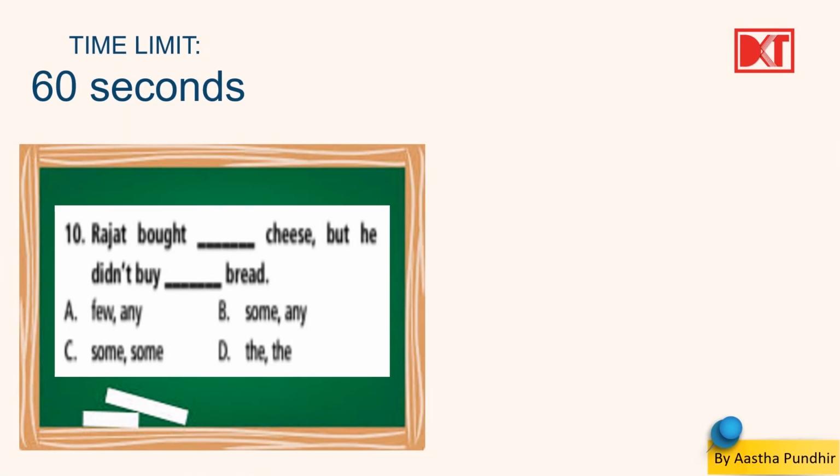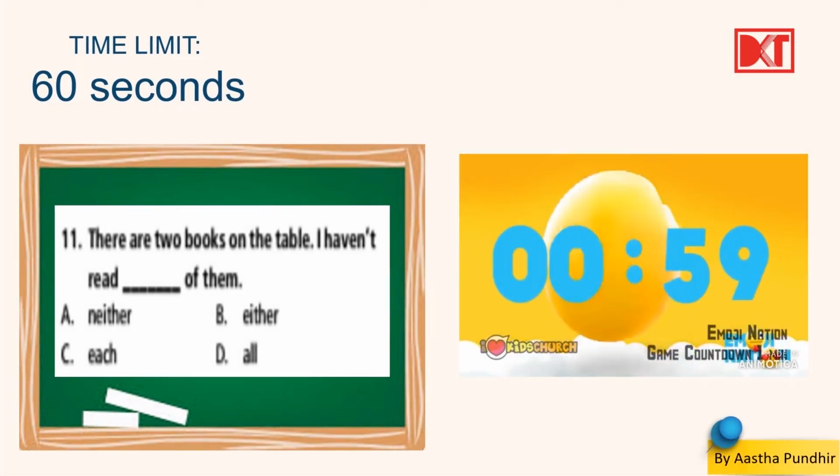Here we have, Rajat bought dash cheese but he didn't buy dash bread. Few cheese, any bread; some cheese, any bread; some cheese, some bread; or the cheese, the bread. Okay, so here the correct answer is Rajat bought some cheese but he didn't buy any bread. Again, these are quantifiers. So your time starts now.